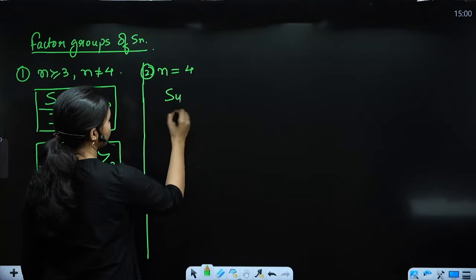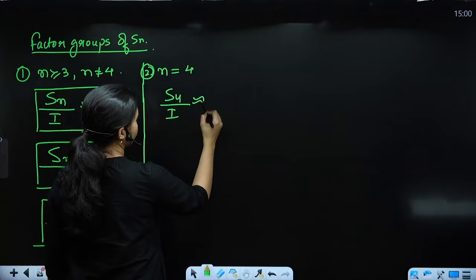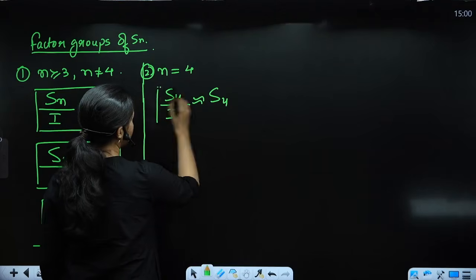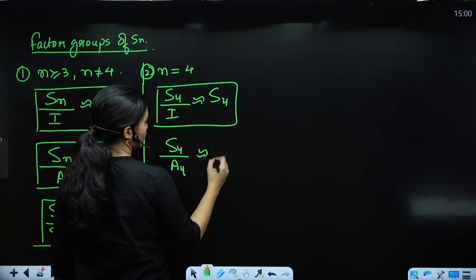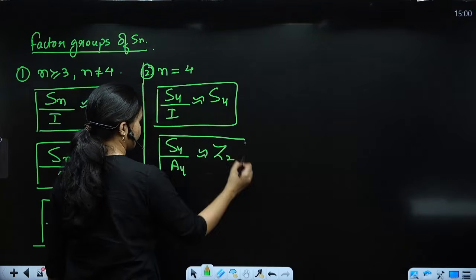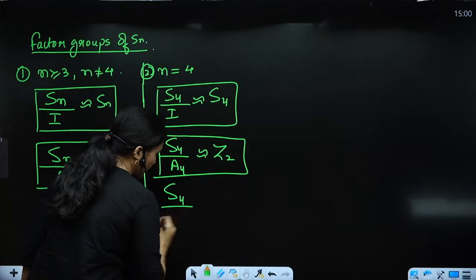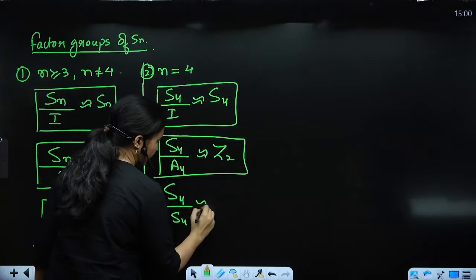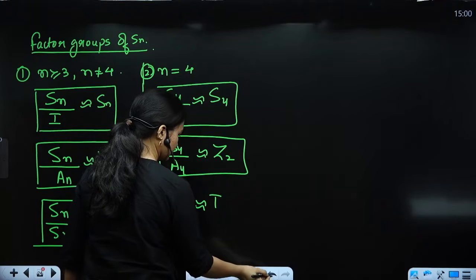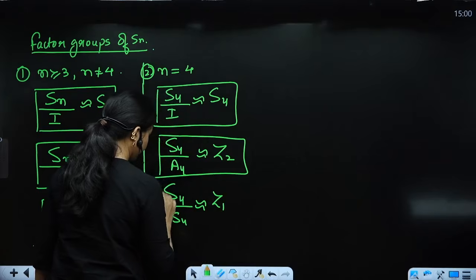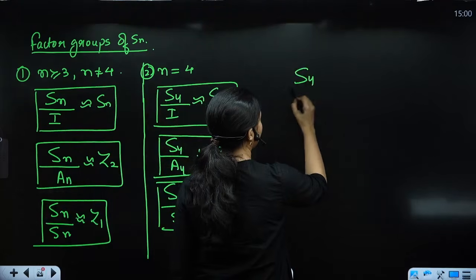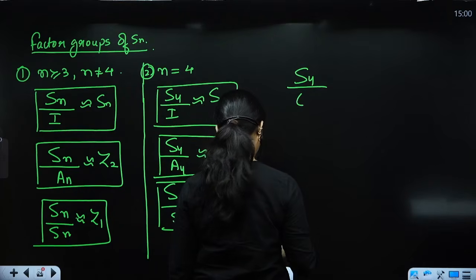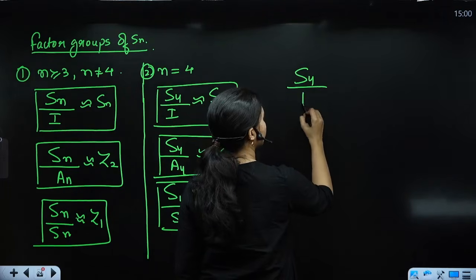First one is your S4 upon identity, which is isomorphic to S4. Then S4 upon A4, isomorphic to Z2, right? Then S4 upon S4, which is again isomorphic to Z1, right? Now, S4 upon H4, right?